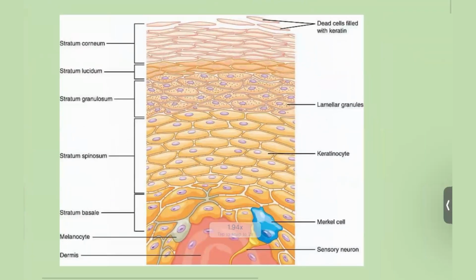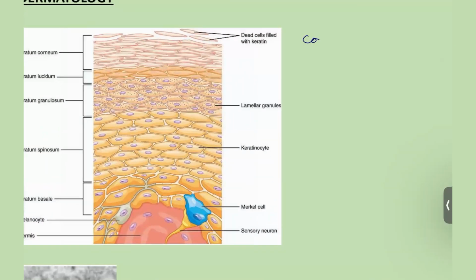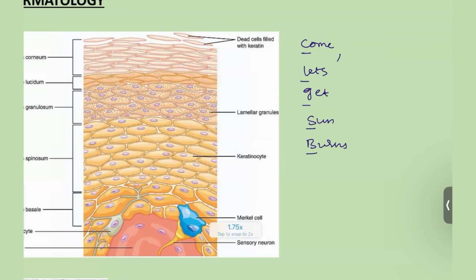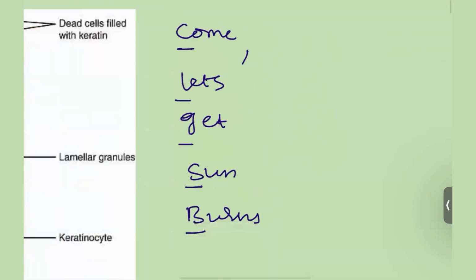How can you remember these layers? Remember the mnemonic: come, let's get sunburn. Stratum corneum, stratum lucidum, stratum granulosum, stratum spinosum, and stratum basale. These are the layers that you have to remember. And the lucidum will be present in the palms and soles only.